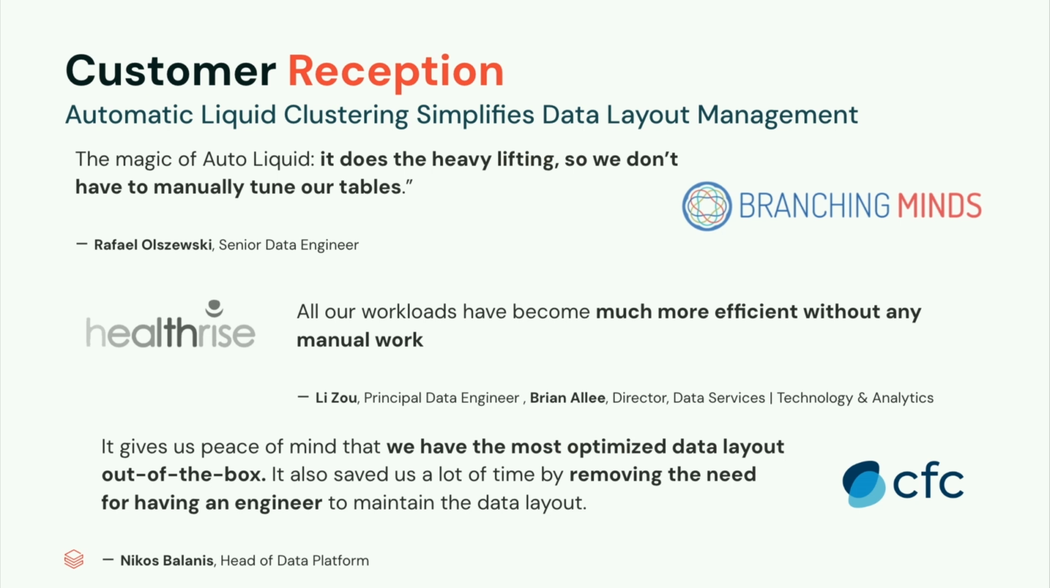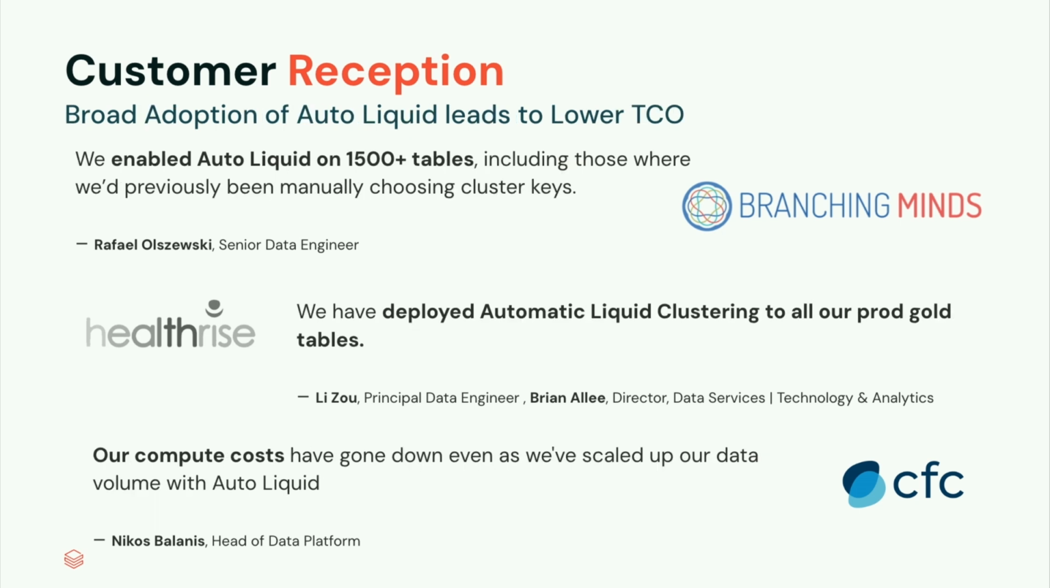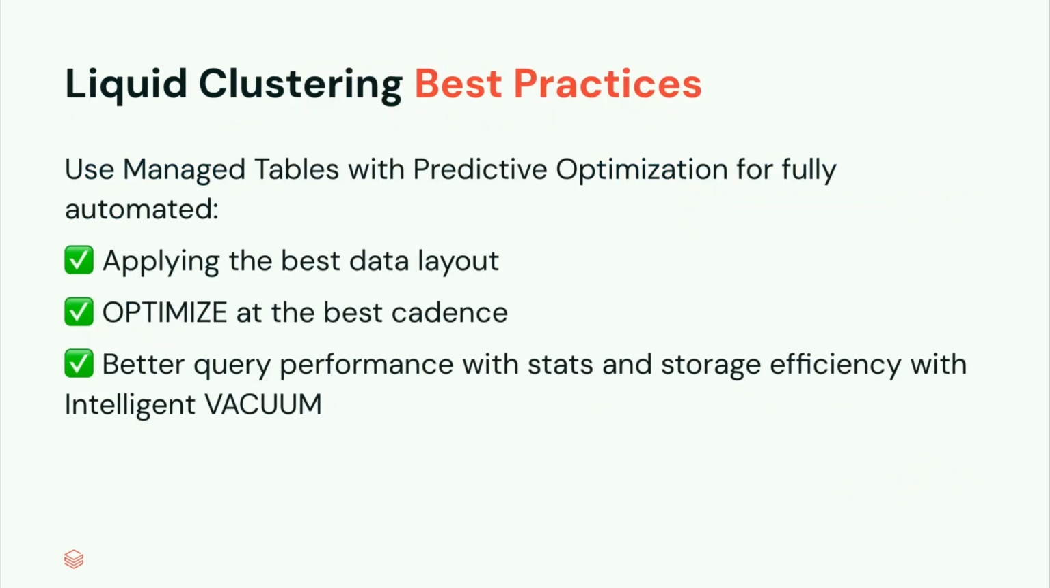Other customers also see that this completely eliminated any manual data layout work needed for them. And lastly, we're super excited to see customers broadly adopting AutoLiquid tables. Some of them have enabled it on thousands of tables in production environments. It's also really easy for them to see that their compute cost has gone down over time. So just to quickly summarize, as our best practice, we recommend using liquid clustering on managed tables with predictive optimization so that you can have the best data layout out of the box, with maintenance operations run at the best cadence for the best query performance and storage cost efficiencies.